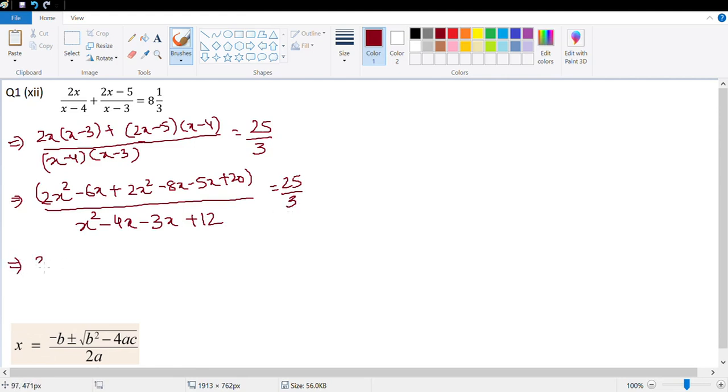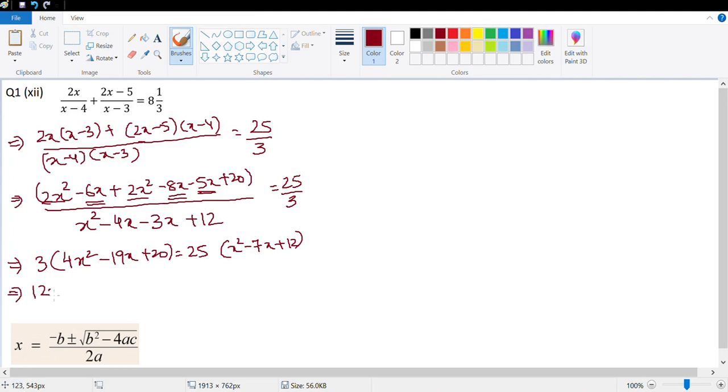So now 3 multiplied with 2x square plus 2x square, that's 4x square, negative 6x minus 8x, that's negative 14x, minus 5x, that's negative 19x, and plus 20 is equal to 25 times x square minus 7x plus 12. That's correct. So let's multiply and open the bracket.